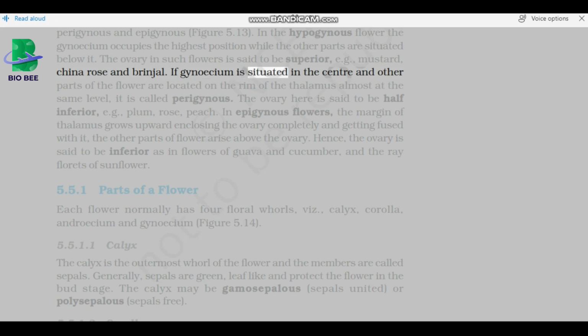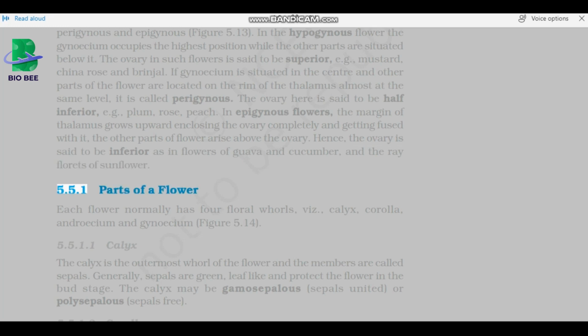If gynoecium is situated in the center, and other parts of the flower are located on the rim of the thalamus almost at the same level, it is called perigynous. The ovary here is said to be half inferior, example, plum, rose, peach. In epigynous flowers, the margin of thalamus grows upward enclosing the ovary completely and getting fused with it. The other parts of flower arise above the ovary. Hence, the ovary is said to be inferior, as in flowers of guava and cucumber, and the ray florets of sunflower.